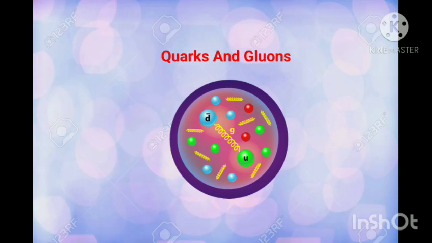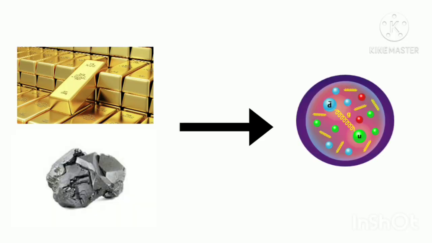Atoms are still made of smaller particles called quarks and gluons. Imagine you take an atom of gold and cut it into bits, you will find quarks. Now take an atom of gold and cut it into smaller pieces, you will find again quarks and gluons.